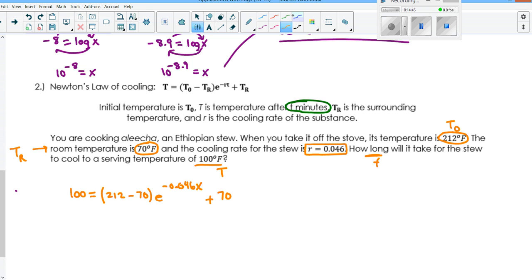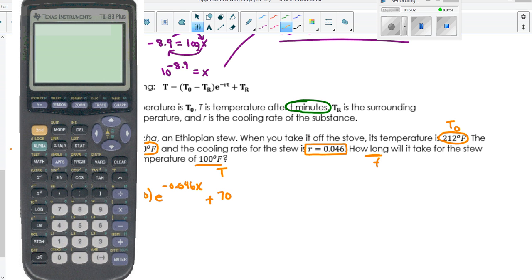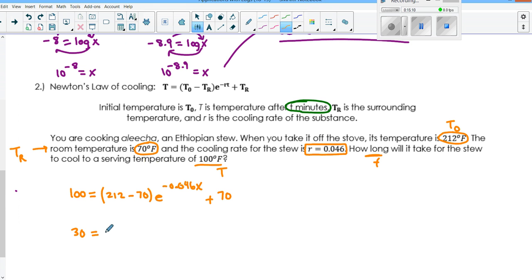Okay, so we should start by noticing that we are going to have to do a log somewhere in here because we have a variable that's an x. I want to move my constant over first, so I'm going to subtract it, which gives me 30 equals, and then I'm going to combine those two. So 212 minus 70, 142. Alright, so I get 142 times e to the negative 0.046x. Okay, I need to get rid of my coefficient, so I'm going to divide by 142.